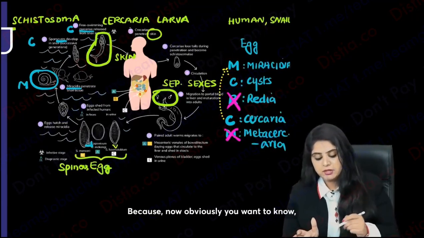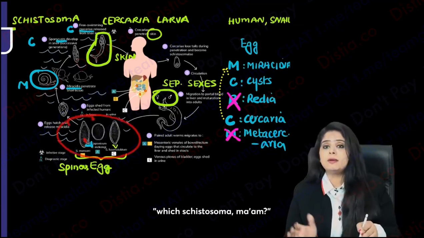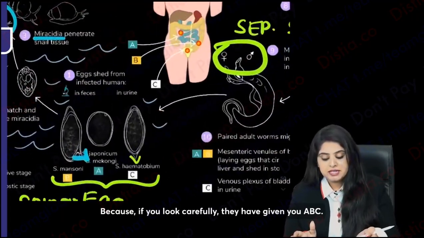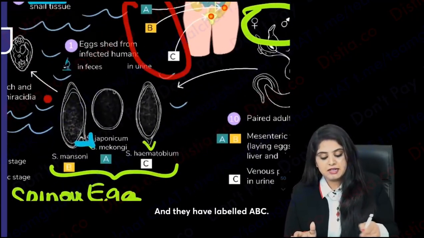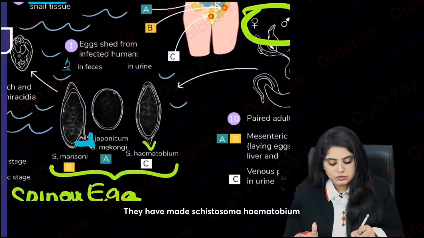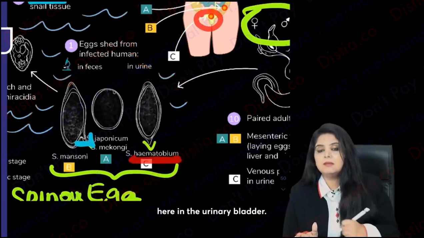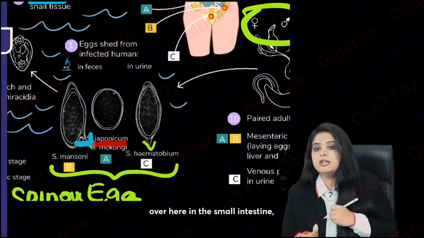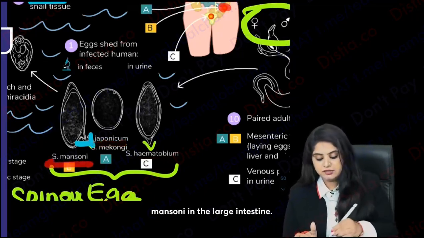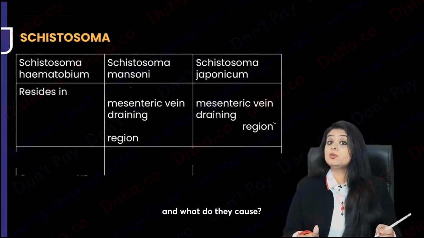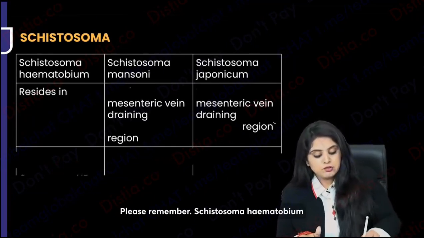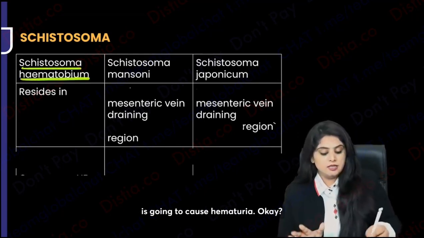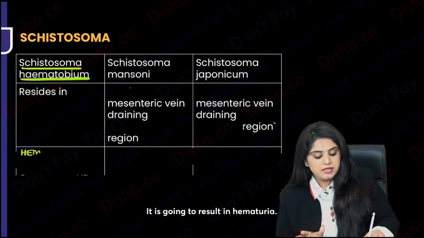Sorted with this life cycle, because now obviously you want to know which schistosoma, ma'am. Mansoni, Japonicum, or what are you talking about? Because if you look carefully, they have given you A, B, C and labeled them. They have made schistosoma hematobium here in the urinary bladder, Japonicum over here in the small intestine, Mansoni in the large intestine. So how do I differentiate between these and what do they cause? Please remember, schistosoma hematobium is going to cause hematuria. Okay, it is going to result in hematuria.